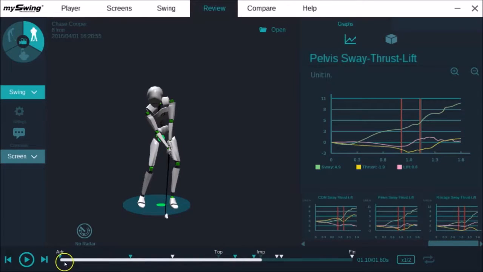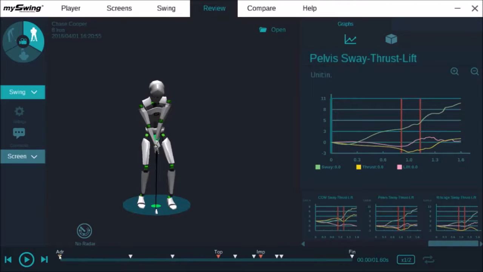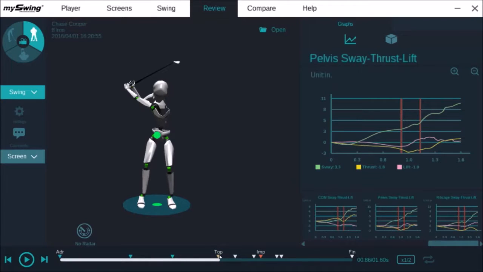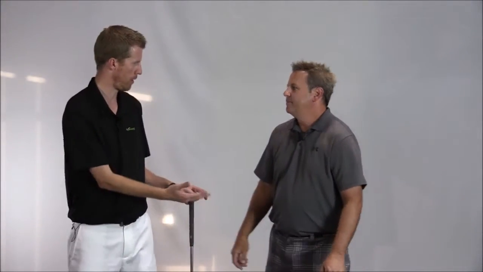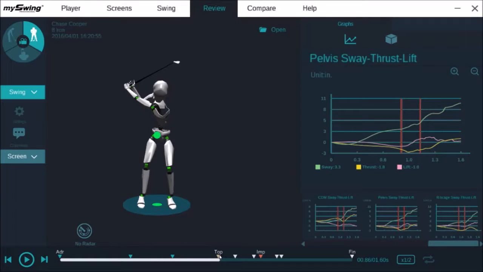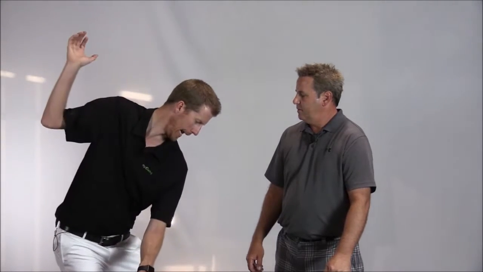So if we take the avatar to the address position, you can see that all those values are at 0 right now. So let's take it to the top. Green is sway, yellow is thrust, purple or pink is lift. As you can see here, Monte, this is my personal golf swing. I've got just about three inches of sway towards the target. Yeah, just a little bit of this. A little bit of rotation. Some people call it left load. Left load, yeah. Thrust, I've got negative, so I actually move away from the ball.